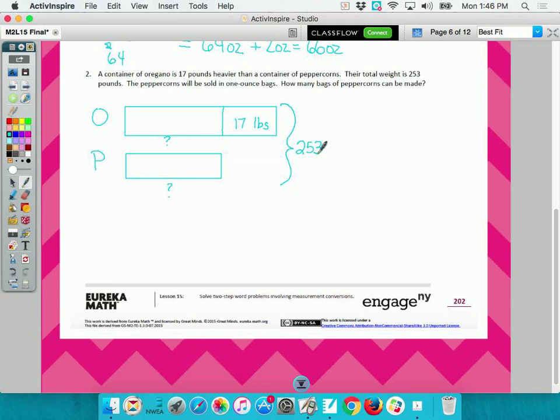That's what we know. Okay, so with these two numbers that I have, what makes the most sense for what kind of problem? Now I'm going to read this first one again. A container of oregano is 17 pounds heavier than a container of peppercorns. So could I say it's 17 pounds more? Yeah. Less. When something is more, that means the peppercorns is less.